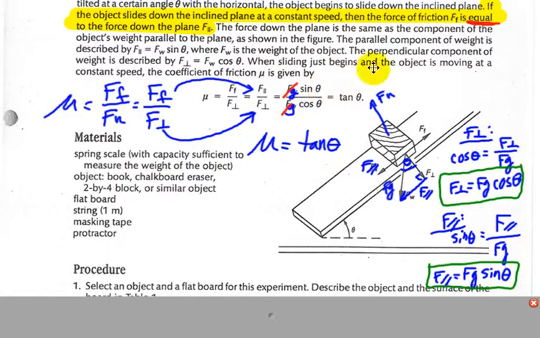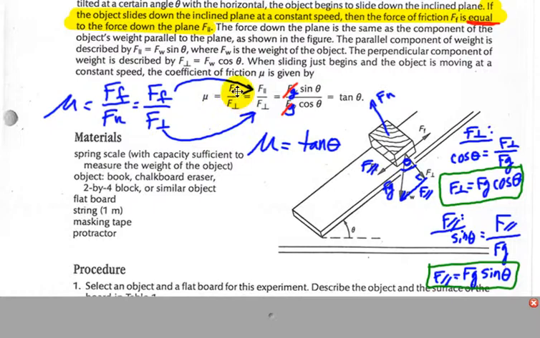Okay? The perpendicular component of the weight can be described in terms of cosine. So F perpendicular and Fn, the normal force, are equal and opposite, and it's the adjacent side. So cos of theta equals F perpendicular over Fg. If I multiply both sides by Fg, I get F perpendicular.